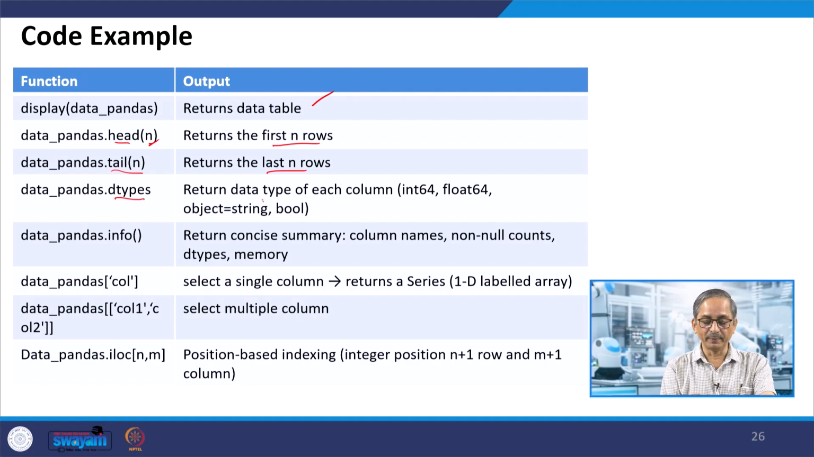Dot dtypes will be returning the data type of each column. Then dot info will return a concise summary. Then df[col] will select a single column, okay. Basically a 1D labeled array will be coming, and this command is used for selecting multiple columns, okay. And here iloc[n, m] is basically used for position-based indexing, okay.